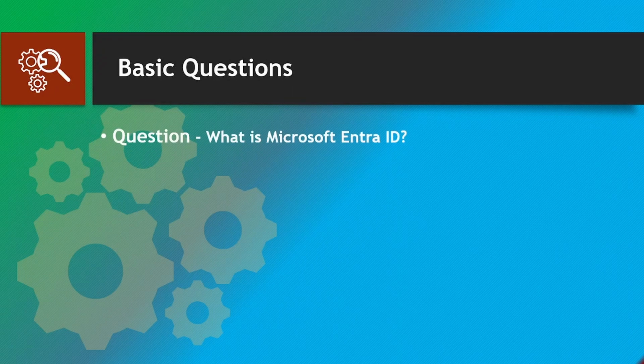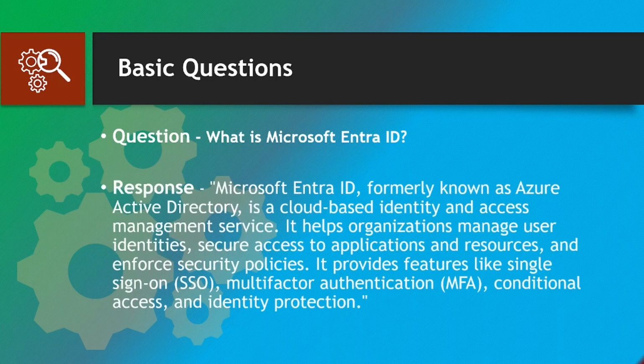So the first question could be, what is Microsoft Entra ID? Now in this, this is a response, and we can use this response and add a few more elements into it, and then prepare our response or answer to the interviewer. Microsoft Entra ID, formerly known as Azure Active Directory, is a cloud-based identity and access management service. It helps organizations manage users' identities, secure access to applications and resources, and enforce security policies. It provides features like single sign-on, SSO, multi-factor authentication, MFA, conditional access, and identity protection.